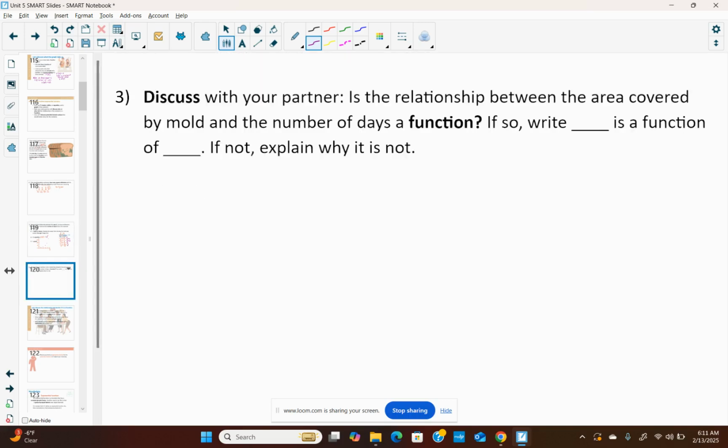Then number 3 says, discuss with your partner: is the relationship between the area covered by the mold and the number of days a function of time? If so, write what is a function of what. If not, explain why not.